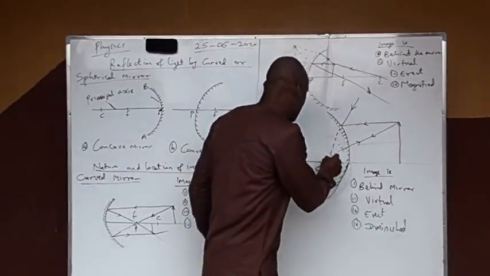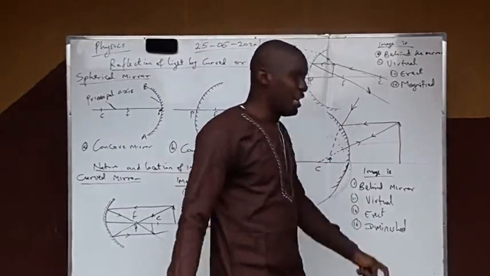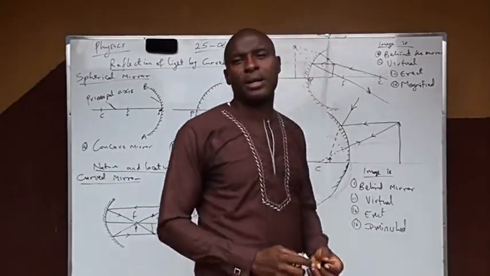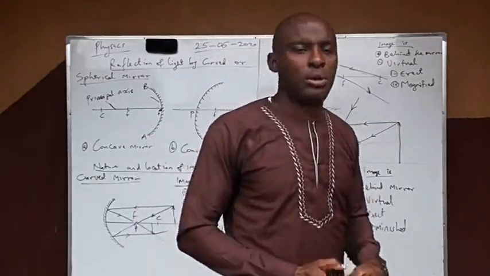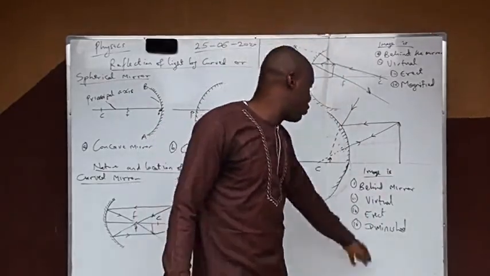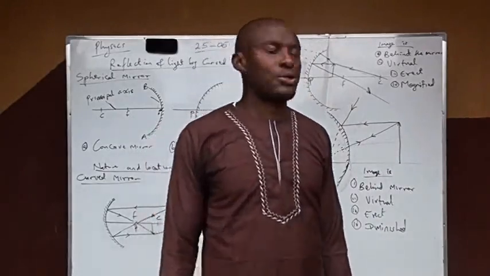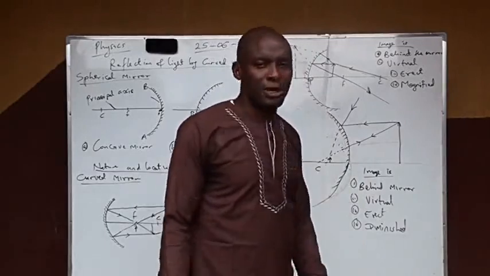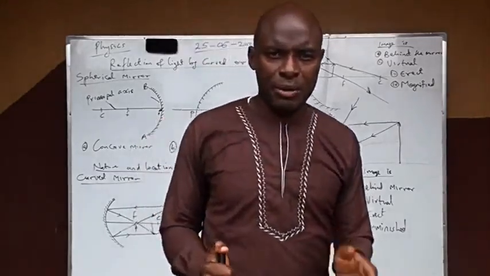Now, you can see that this is erect. Remember, it is erect and diminished. So for every image formed by a convex mirror, no matter the position of the object from the mirror, it must possess these characteristics. So you can see for yourself how images are formed by a curved mirror.